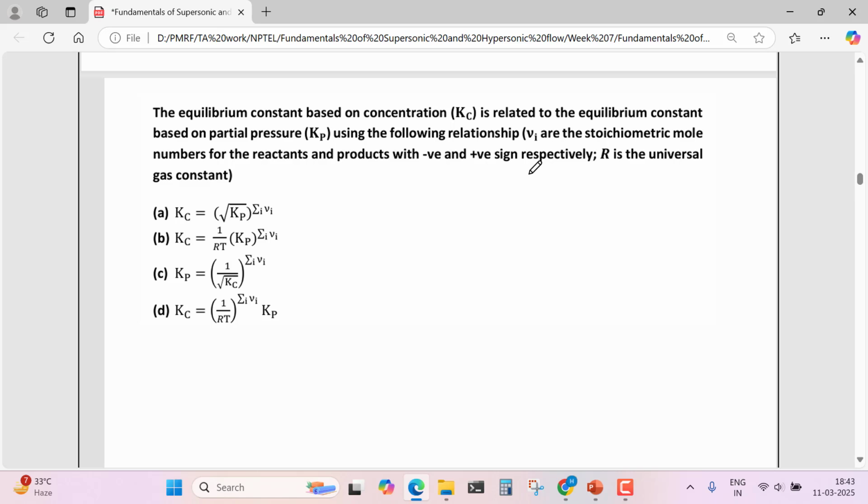using the following relationship. Mu i is the stoichiometric mole number for the reactants and products, with negative and positive sign respectively. R is the universal gas constant in the equation. So there are 4 options. Kc equal to under root Kp to the power sigma i mu i. Kc equal to 1 upon RT Kp to the power sigma i mu i. Kp equal to 1 upon under root Kc to the power sigma i mu i, and Kc equal to 1 upon RT to the power sigma i mu i, times Kp.